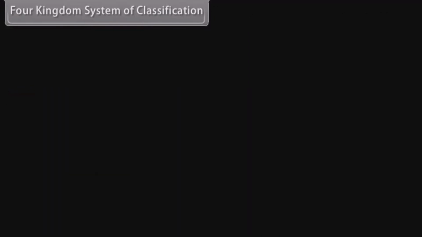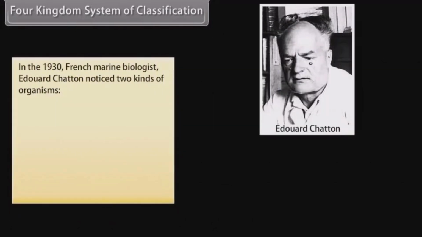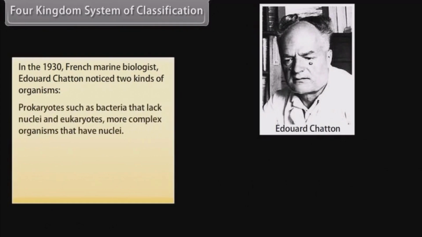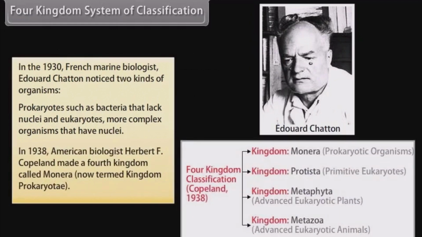Four-kingdom system of classification. In the 1930s French marine biologist Edouard Chatton noticed two kinds of organisms: prokaryotes such as bacteria that lack nuclei, and eukaryotes, more complex organisms that have nuclei. In 1938, American biologist Herbert F. Copeland made a fourth kingdom called Monera, now termed Kingdom Prokaryote.